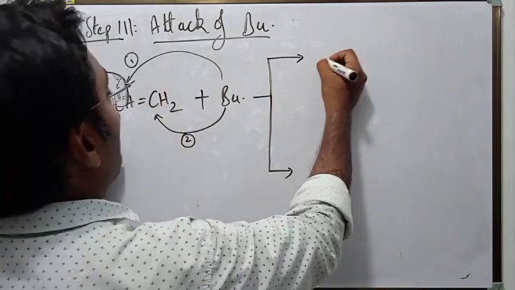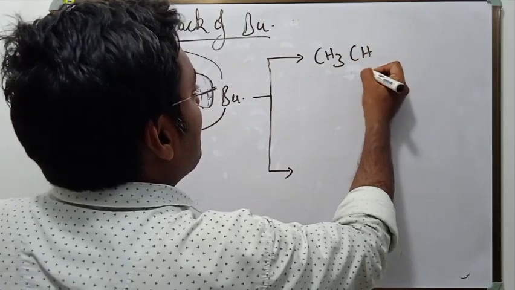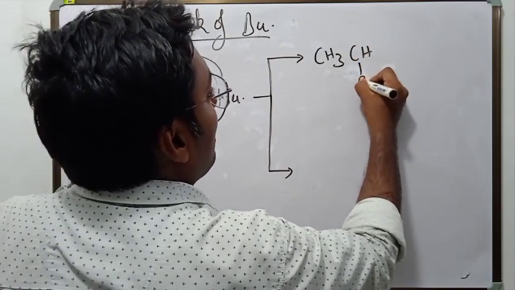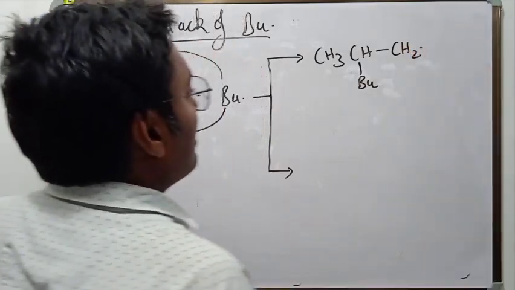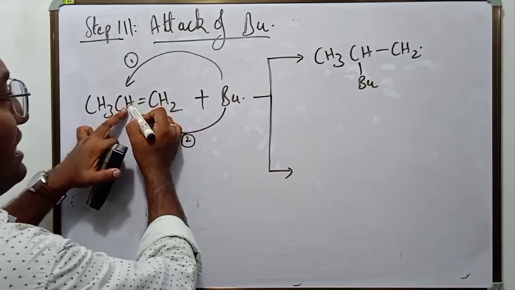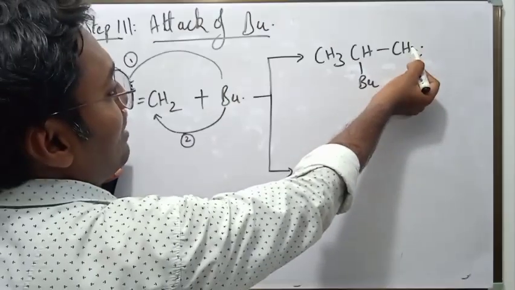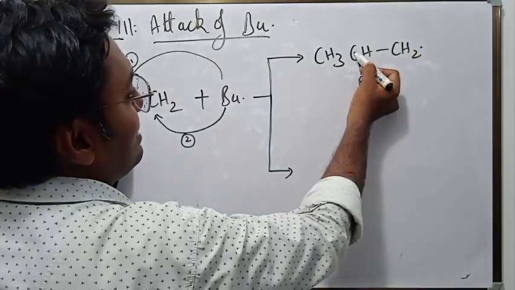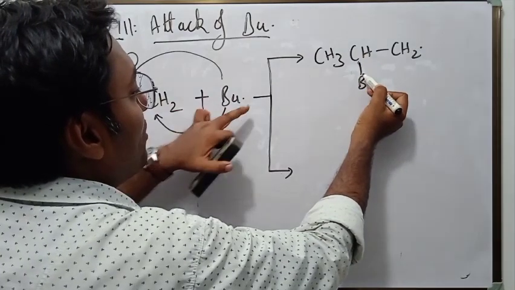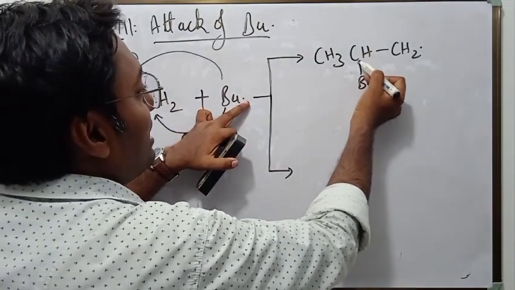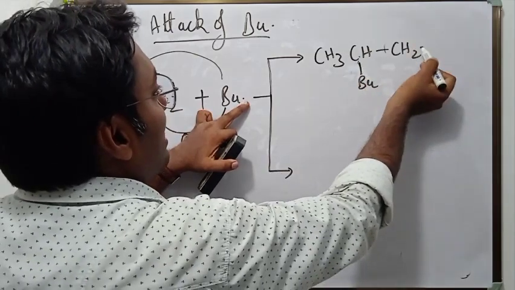What would be formed? CH3, CH, Br and CH2 free radical. This carbon atom has taken its 1 electron. This carbon atom's electron it has shared with the Br free radical electron, and they have made a covalent bond with each other, while this carbon atom still has 1 electron.